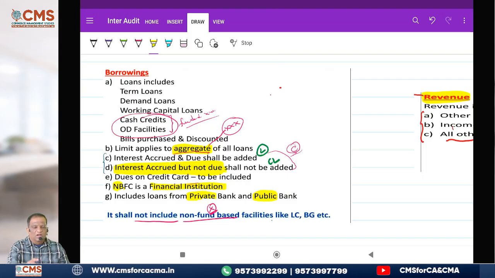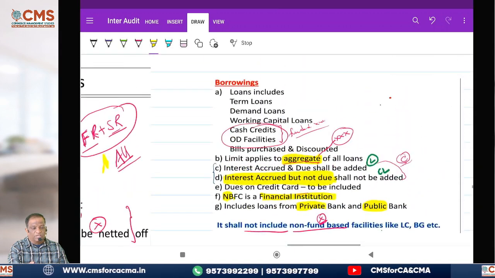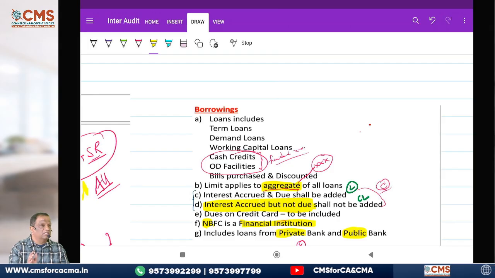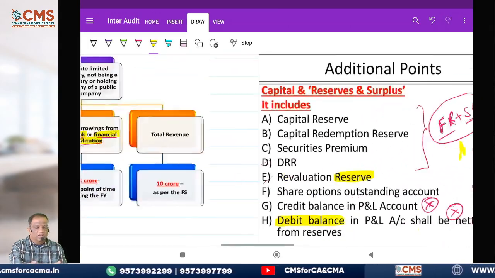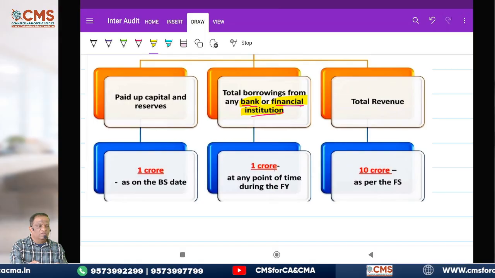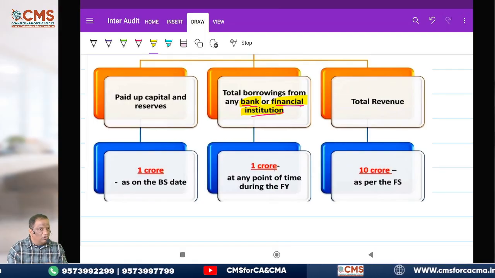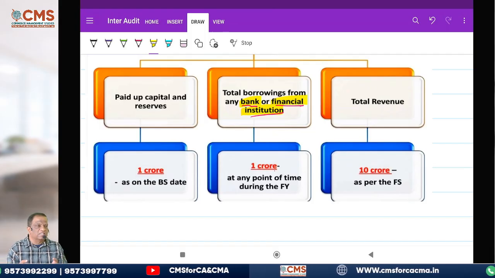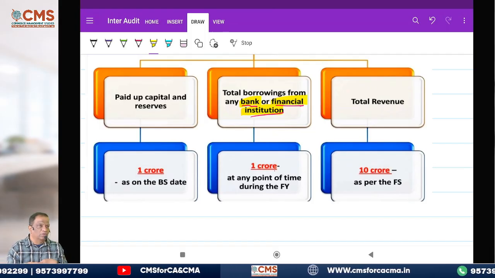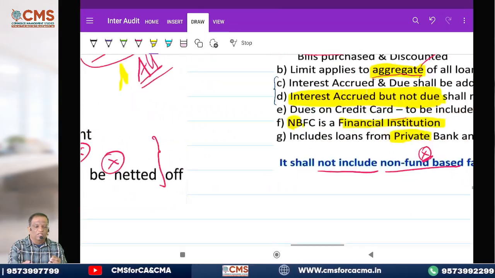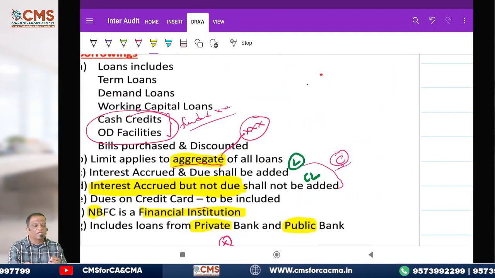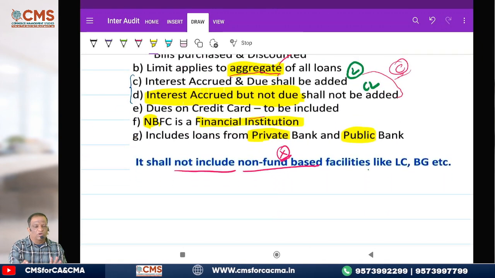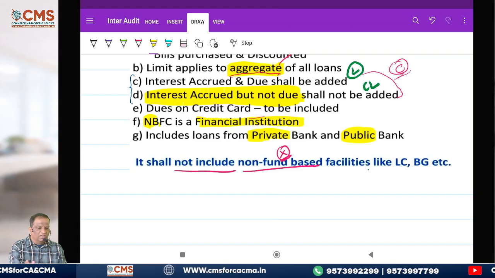This borrowings, how do we apply this borrowings? Is it like aggregate of the borrowings? Since the amount is 1 crore, what if the company has borrowed from two banks, from one bank 75 lakhs and another bank 75 lakhs? Individually it is less than a crore, but aggregate it is more than a crore. Then how do I apply that limit? So all these borrowings we will have to apply on an aggregate basis. So that is what I'll move it to the top. So this limit applies to aggregate of all loans. That one word can get you 5 marks.